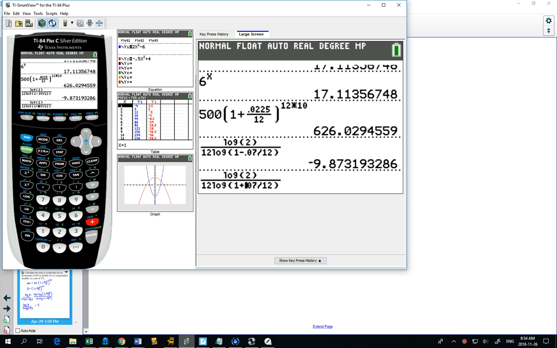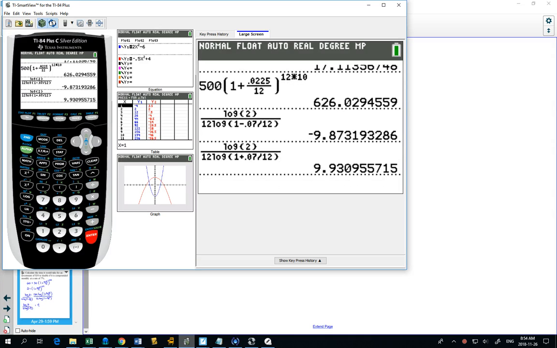How did I know right away that my answer was not good? What would be the problem with a negative? Negative time. It's going to double 10 years ago. Okay, 9.93 years. So I'm going to store this as x.